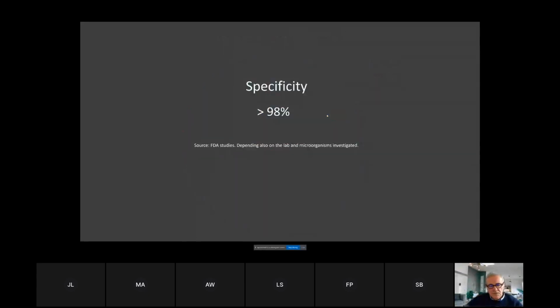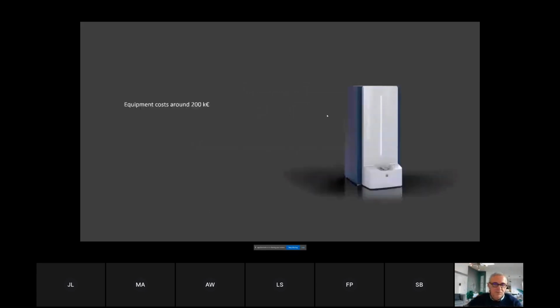And the good thing is that the specificity is above 98%. Of course, it depends on the labs, it depends on the quality, it depends on many things, but this is an FDA study that found those numbers.